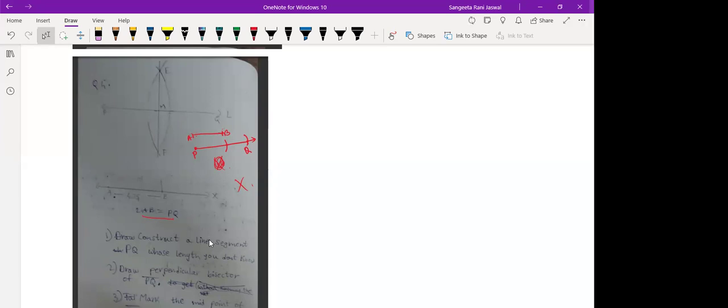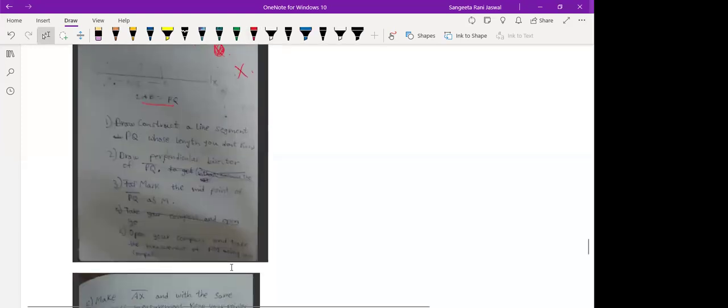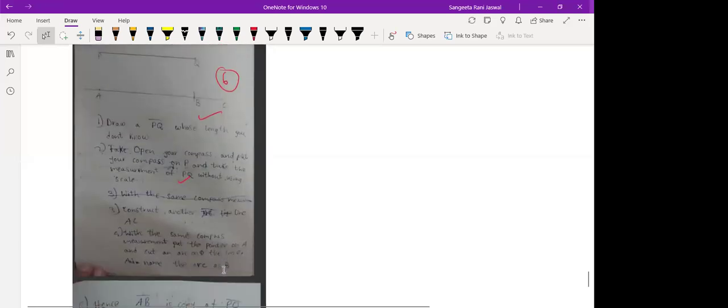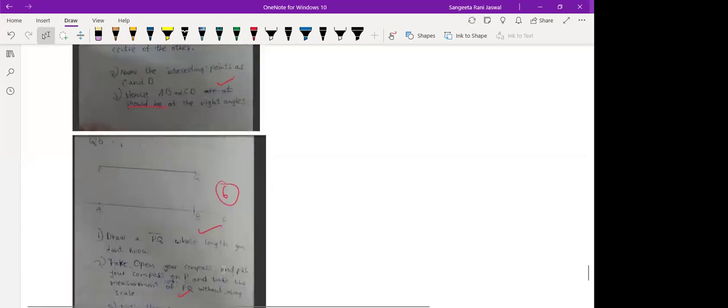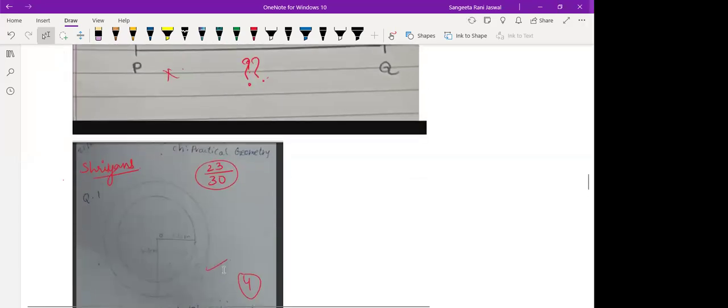So what you have made is the perpendicular bisector, which is not right. So you lost your marks. Rest the two questions are correct. Okay, these two are correct. Right? So that's how you have got 23.